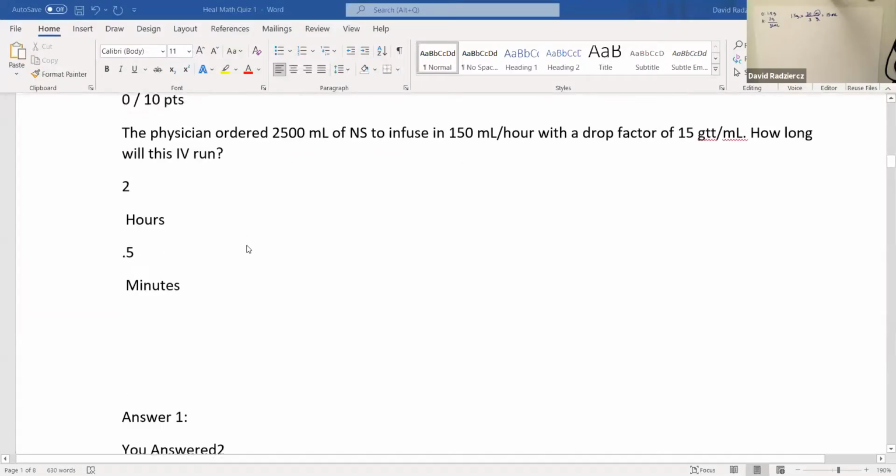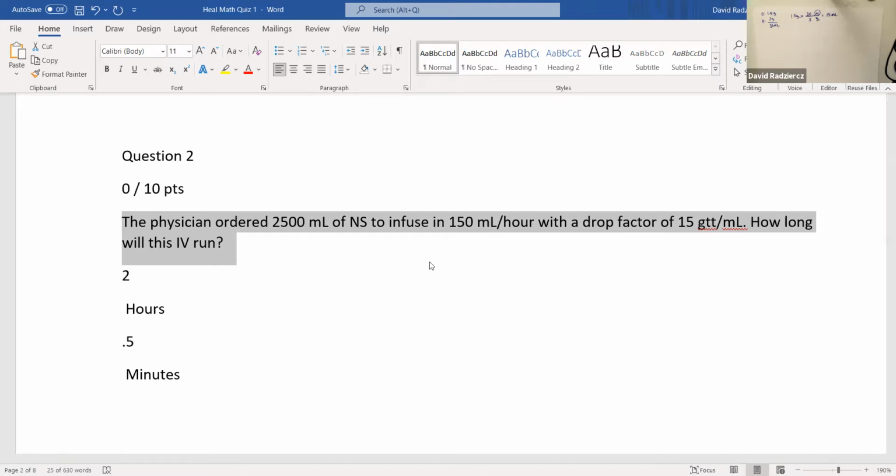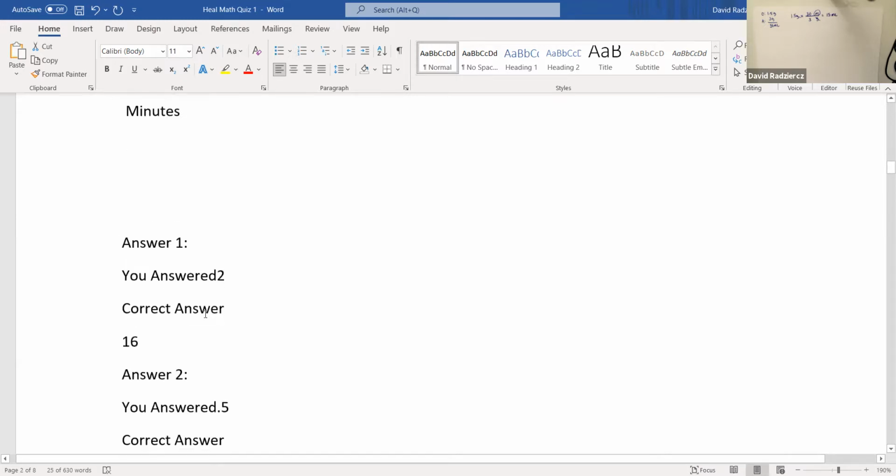Okay, let's look at the next question. This one says that the physician ordered 2,500 milliliters of normal saline to infuse 150 milliliters per hour with a drop factor of 15. How long will this IV run? Now, this is the interesting question. This doesn't say anything about how many, or I don't know, because I saw 2 hours and 2.5 hours, or 2 hours, 0.5 minutes. Let's just see what the answer is.